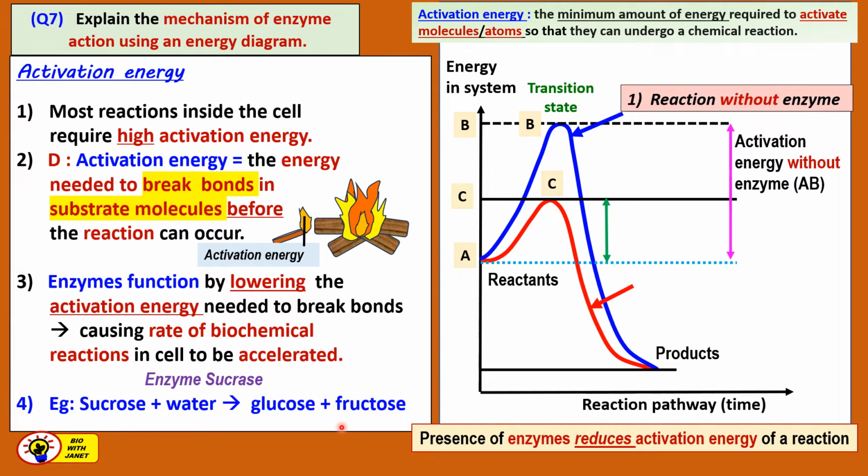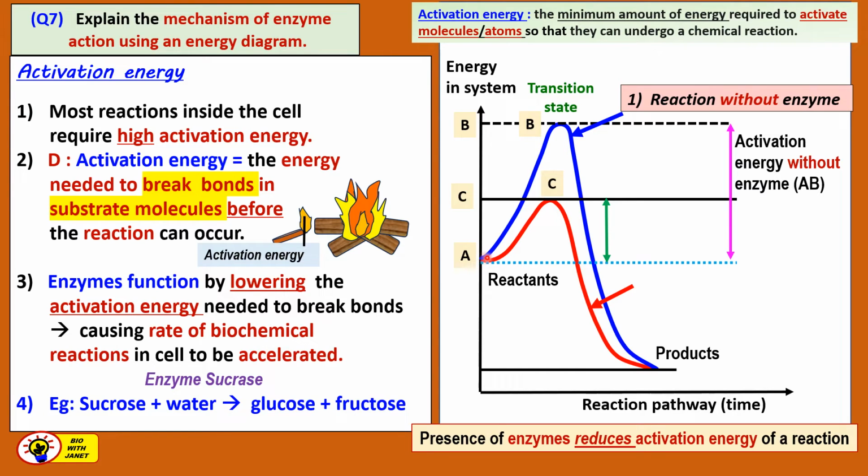So an example of a reaction using enzymes is sucrose plus water, and this reaction is catalyzed by the enzyme sucrase. So sucrose plus water is converted to glucose and fructose, okay, with the help of the enzyme sucrase as the catalyst. Now let's look at our graph here. This graph shows you the energy in the system against the reaction pathway, okay, the time taken for the reaction to occur. So here we see A, which is the energy value of the substrates before the reaction.